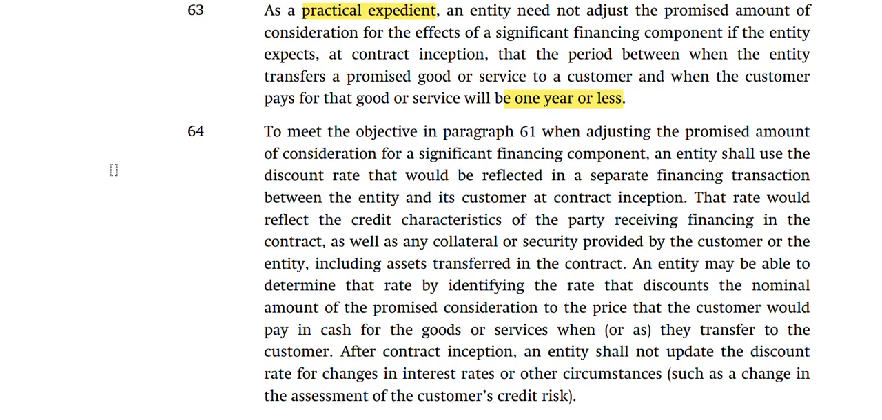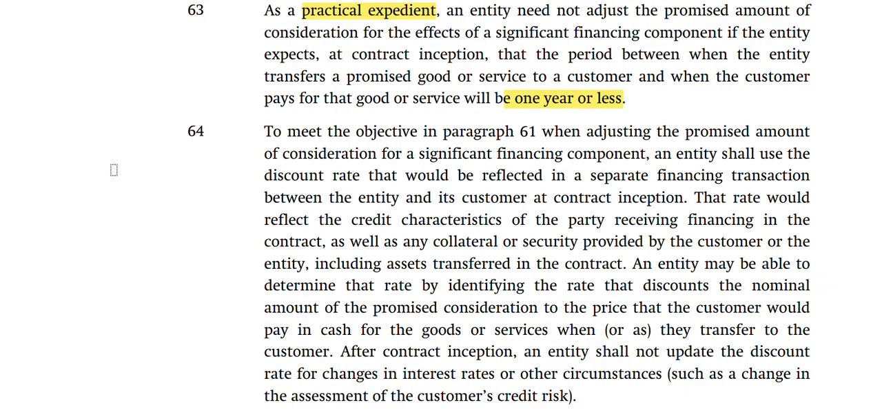Paragraph 64. To meet the objective in paragraph 61, when adjusting the promised amount of consideration for a significant financing component, an entity shall use the discount rate that would be reflected in a separate financing transaction between the entity and its customer at contract inception. The rate would reflect the credit characteristics of the party receiving financing in the contract, as well as any collateral or security provided by the customer or the entity in the contract, including assets transferred in the contract.